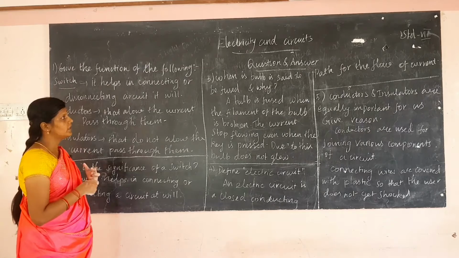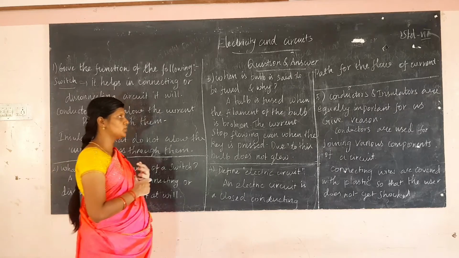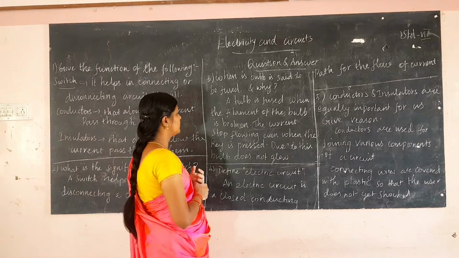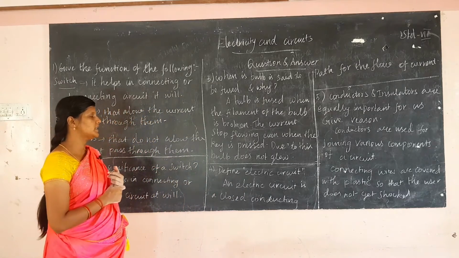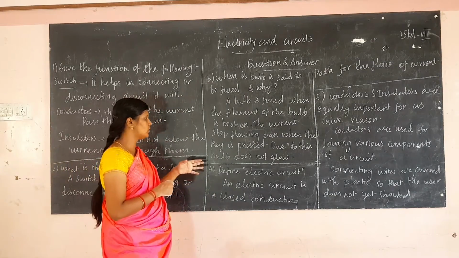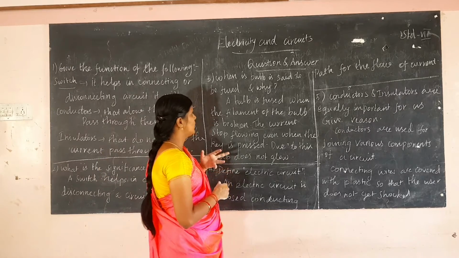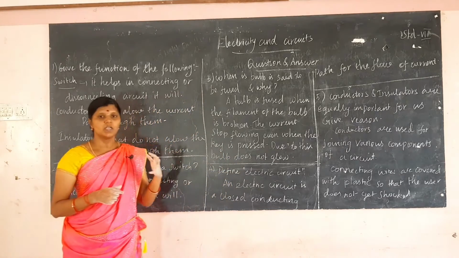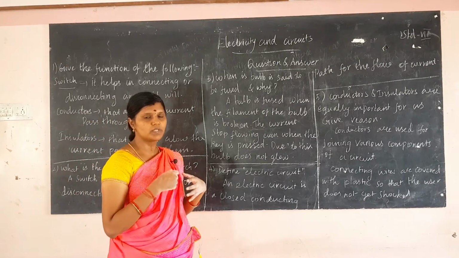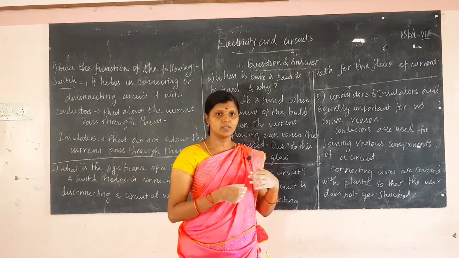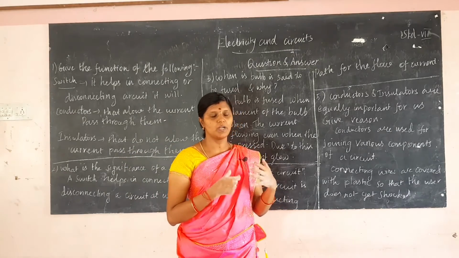Okay, and next question is when is the bulb said to be fused? Why? The bulb is fused when the filament of the bulb is broken and the current stops flowing even when the key is pressed. Due to this, the bulb does not glow. எப்போ ஃபியூஸ் ஆகுதுன்னா the filament வந்து ஹீட் ஆகுறதுனால there is no current flow, circuit வந்து break ஆகும். So there is no current flow, the bulb does not glow, bulb வந்து glow ஆகாது.